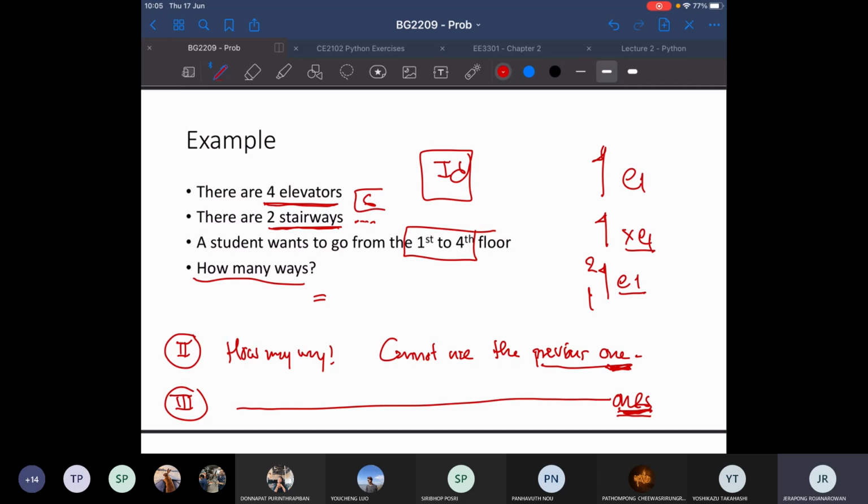So you have a total of 6, right? So for each term, you can do 6 ways. However, how many floors? 1, 2, 3, 4, right?